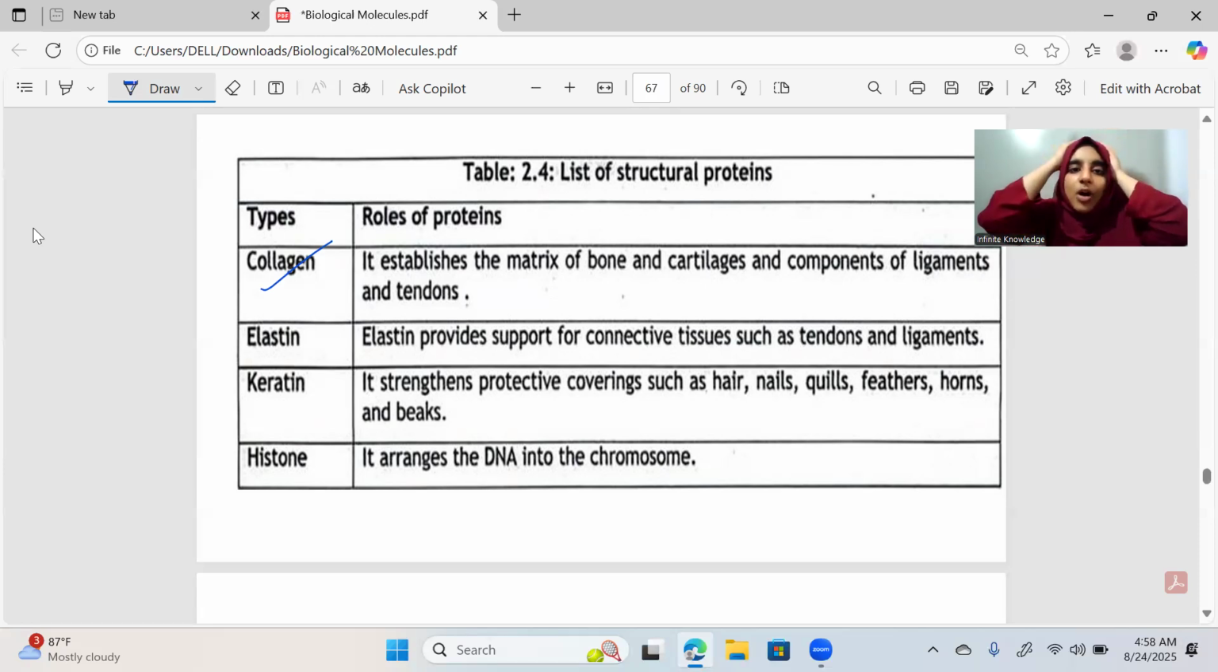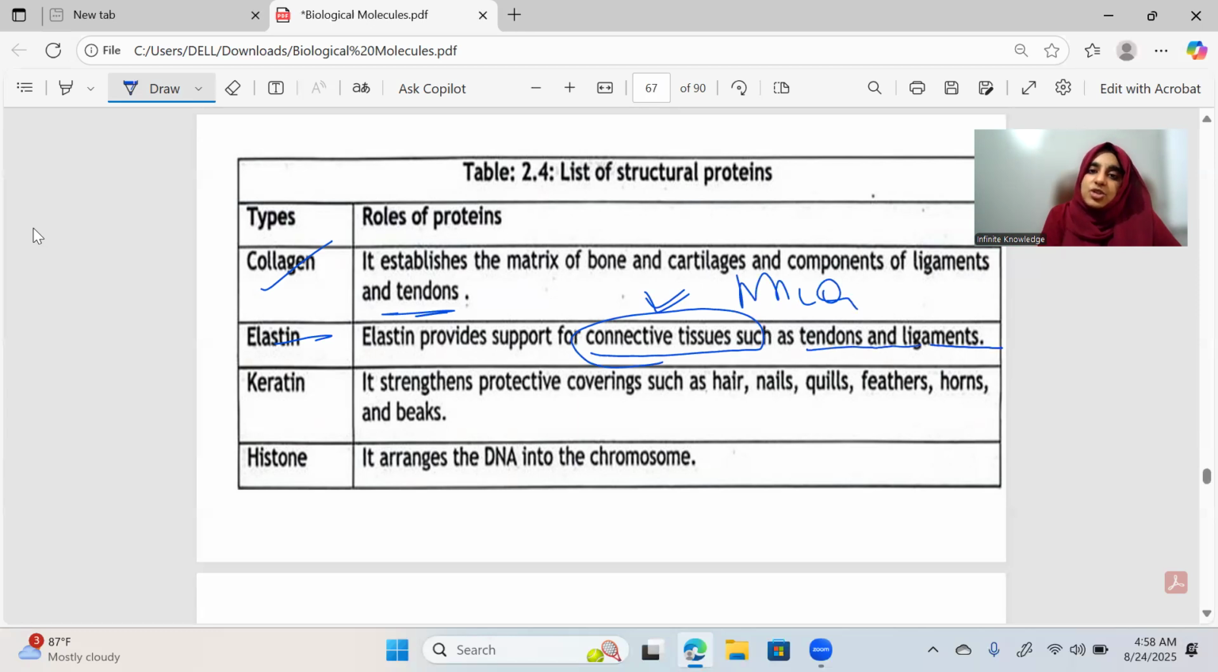It basically establishes a matrix of bones and cartilage, and ligaments and tendons are also present over there, so it provides structure to our body. Next, we have got elastin. Elastin is present in connective tissues. Please remember this, it is important from your MCQ point of view, that it is present in tissues and it helps in tendons and ligaments.